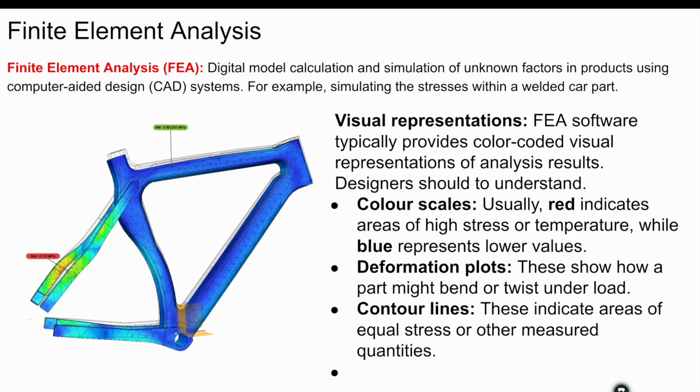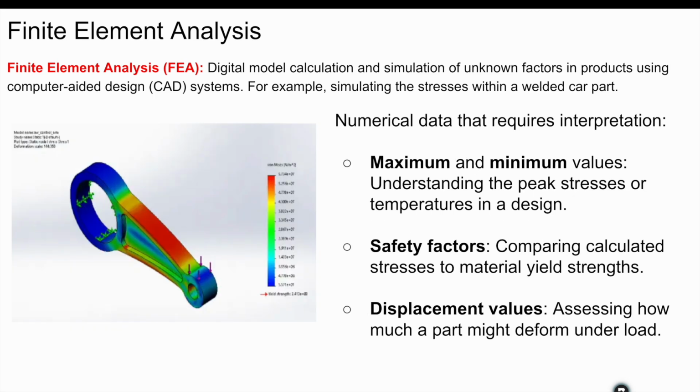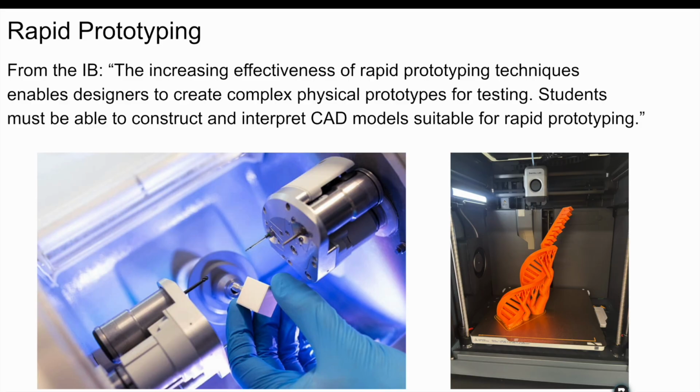Deformation plots, these show how a part might bend or twist under a load, and contour lines, these indicate areas of equal stress or other measured quantities. There's also numerical data, so there's a maximum and minimum value, understanding the peak stresses or temperature in a design. There's safety factors, comparing calculated stresses to material yield strengths, and there's displacement values, assessing how much a part might deform under a load. So the IB wants you to know about rapid prototyping.